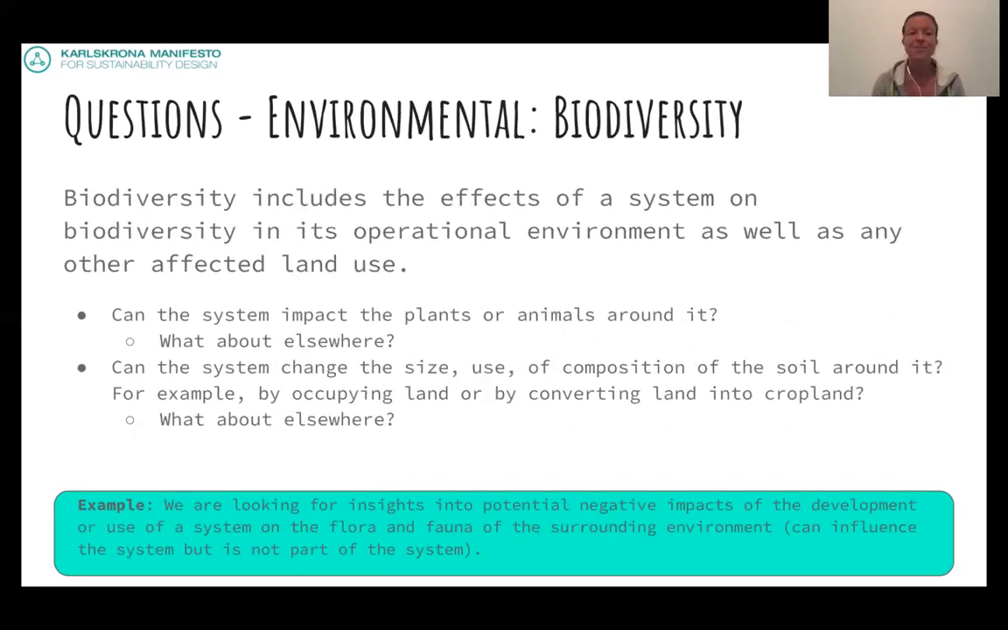And then we get to biodiversity. That includes the effects of a system on biodiversity in its operational environment, as well as any other affected land use. So would you say that the system that you're currently analyzing can impact the plants or animals around it? Or maybe elsewhere? Can the system change the size, use, or composition of the soil around it? For example, by occupying land or by converting land into cropland, either right around the system or elsewhere. So we're looking for insights into potential negative impacts of the development or use of a system on the flora and fauna of the surrounding environment, which means it can influence the system, but is not part of the system. So it could also be a positive one, but that's only for very specific systems that are probably designed to enhance exactly that. Hit pause, think about it.